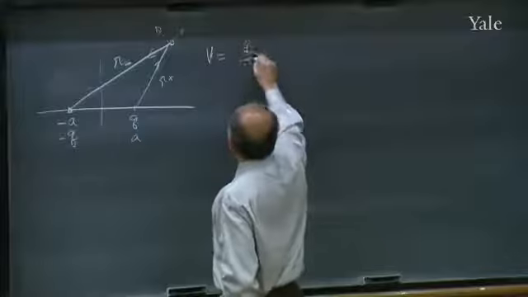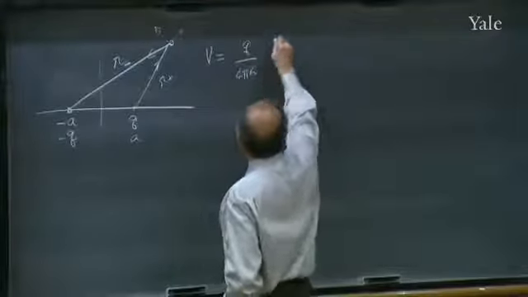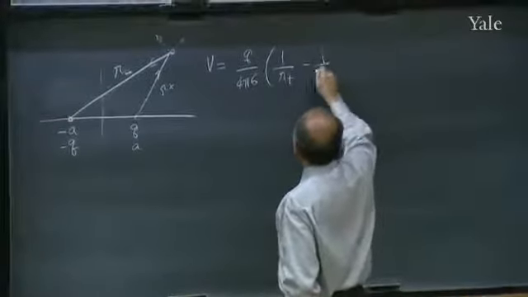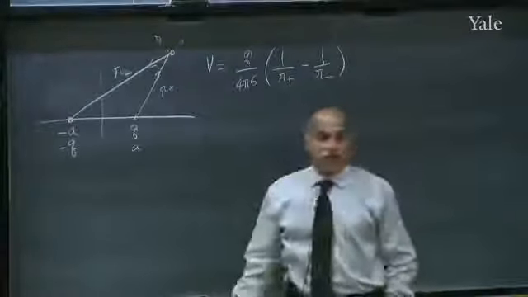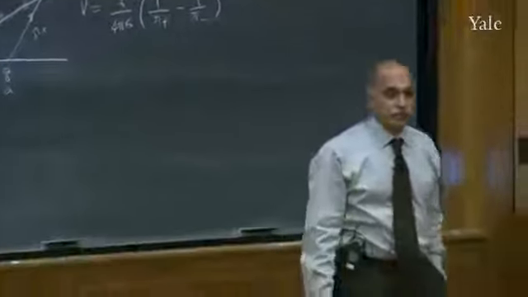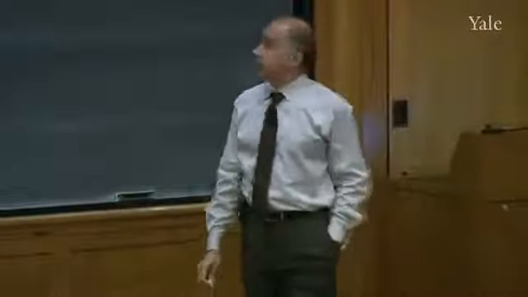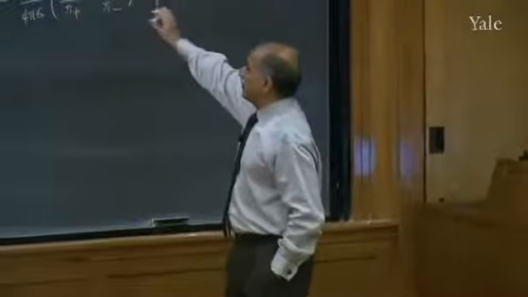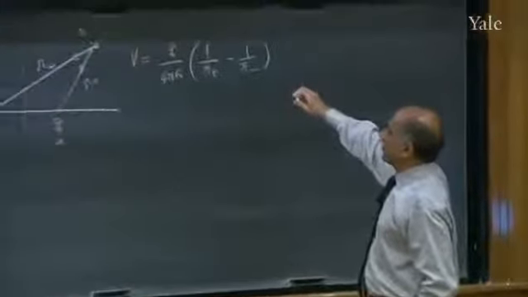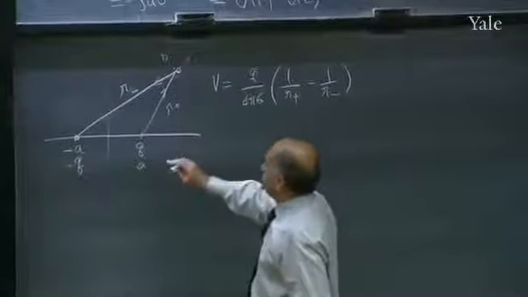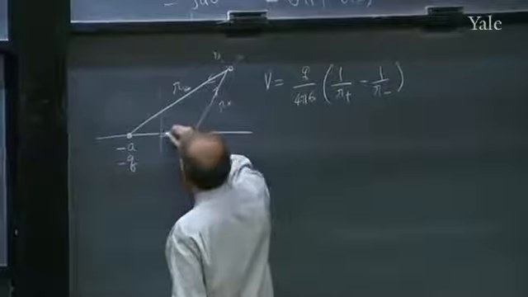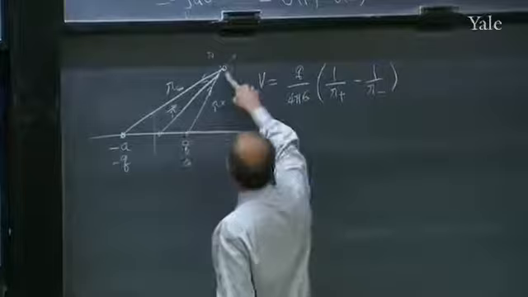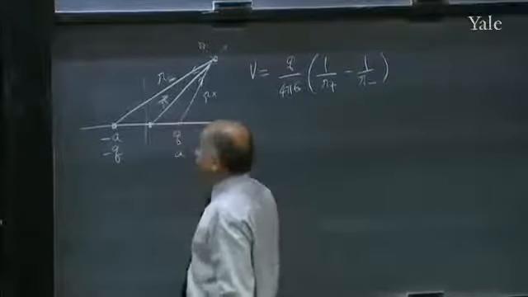The first one is Q over 4 pi epsilon 0 times 1 over R plus minus 1 over R minus. That's it. Just want to simplify the expression a little bit. So this is true for any separation, but I want the limit in which R plus and R minus are much bigger than the separation between them. So let's define an R, which is the position vector of the point you're interested in from the center of the dipole.